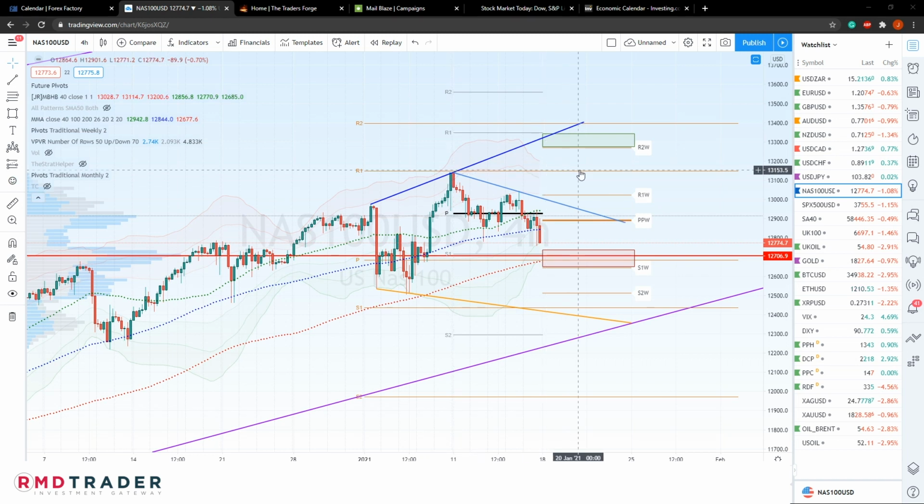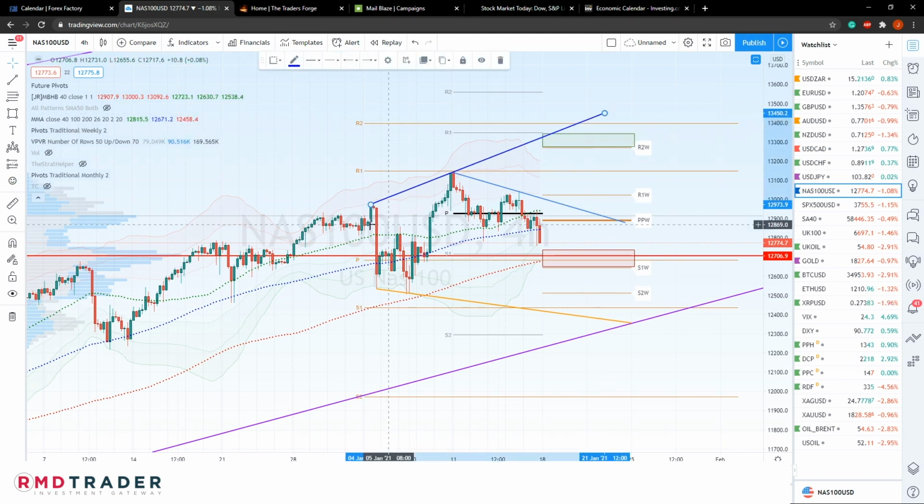And if that were to break, then we can expect a move higher towards the upper megaphone formation boundary, and that would be around, well, anywhere between 13,300 to 13,400. So anywhere in that area.